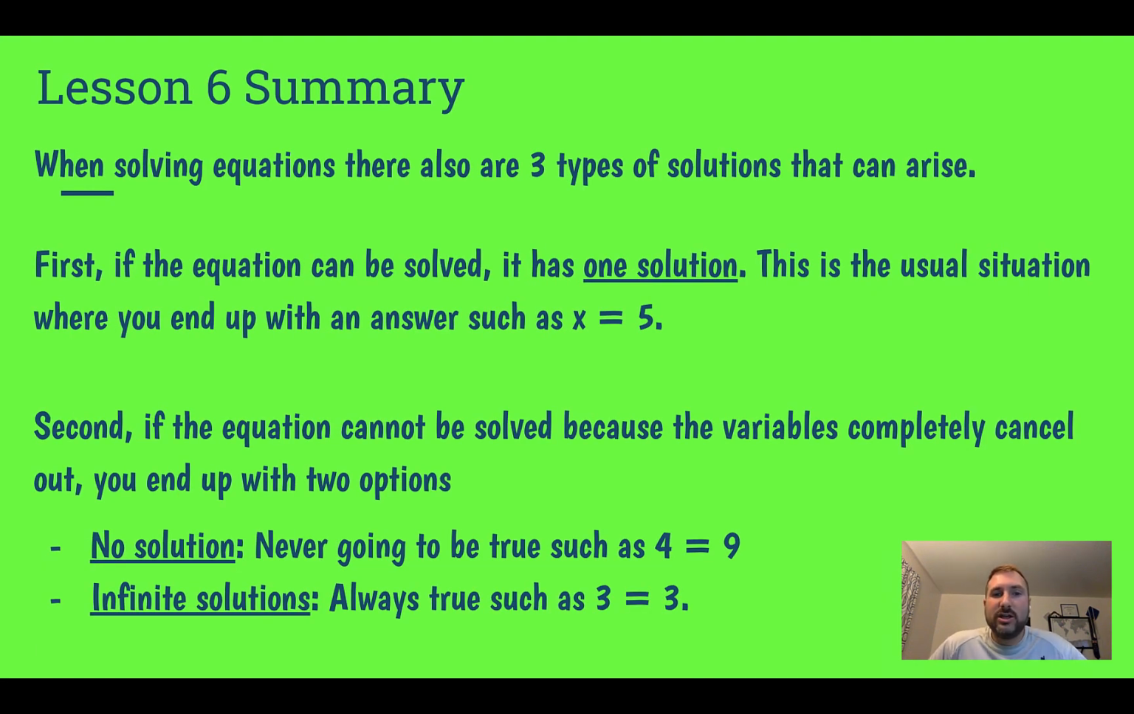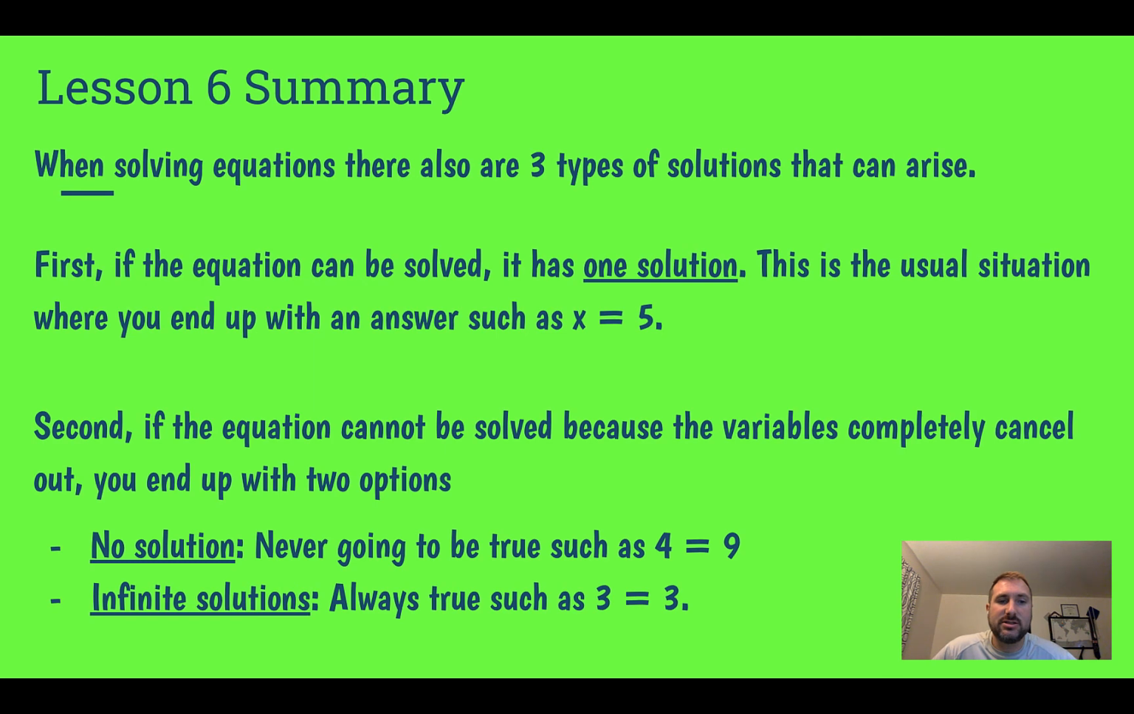When we're solving equations, there are also 3 types of solutions that can show up. So first, if you can solve the equation, it has one solution. This is the usual situation that you're used to where you end up with an answer. And we learned that that shows up when you have different coefficients on each side.